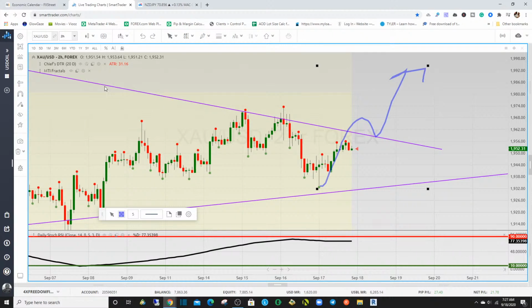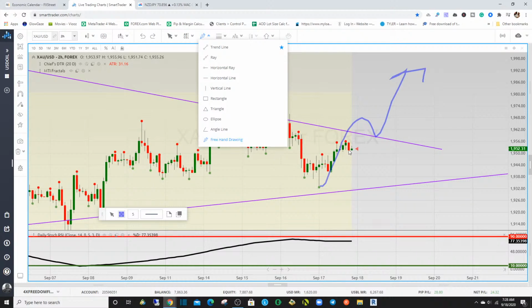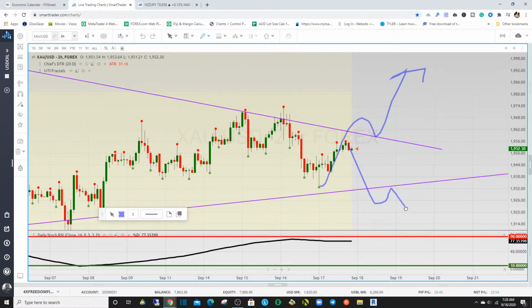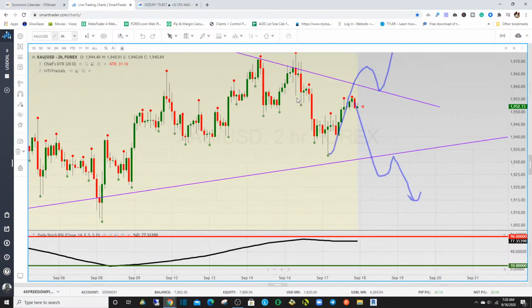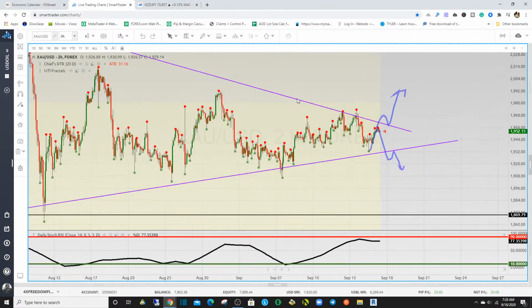If it does not give you that move and it breaks towards the downside, then I will do basically the same thing: allow the market to fall, let it hit and go past support into future resistance, and then trade it to the downside from there. That would be a trade I would be looking for at this particular point.